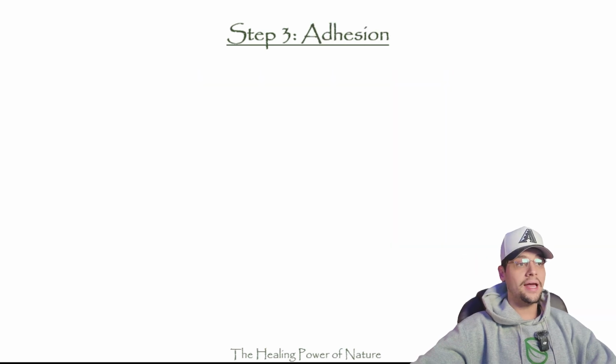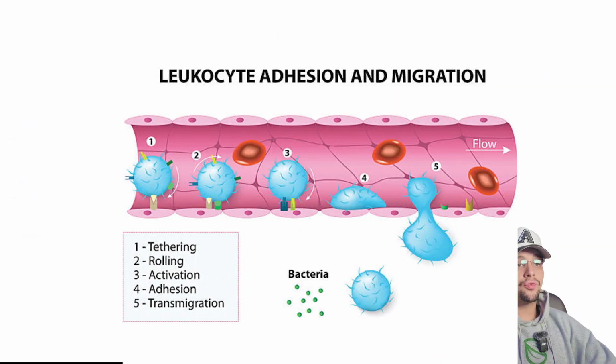Step 3, adhesion. Adhesion is the third step in neutrophil recruitment, where neutrophils firmly attach to endothelial surfaces. This process is mediated by interactions between integrins on the neutrophils and cellular adhesion molecules, or CAMs, on endothelials. When I think of neutrophils, I think of integrity, so neutrophils have integrins.